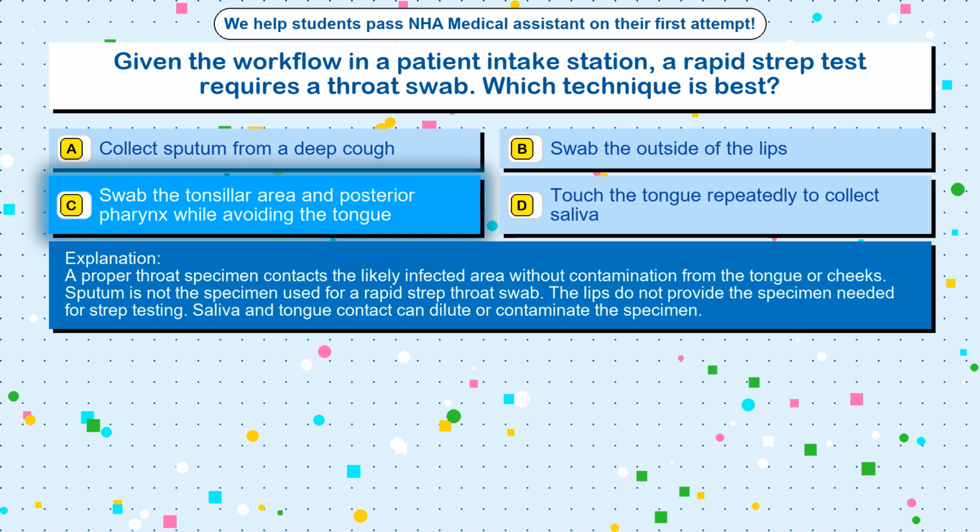A proper throat specimen contacts the likely infected area without contamination from the tongue or cheeks. Sputum is not the specimen used for a rapid strep throat swab. The lips do not provide the specimen needed for strep testing. Saliva and tongue contact can dilute or contaminate the specimen.